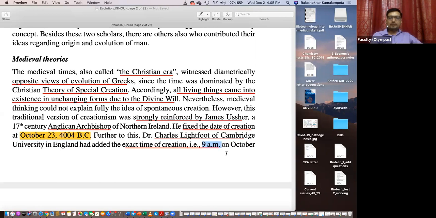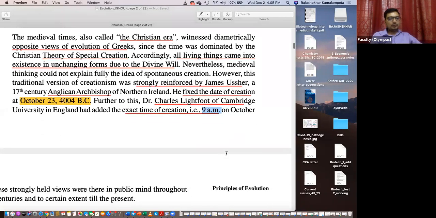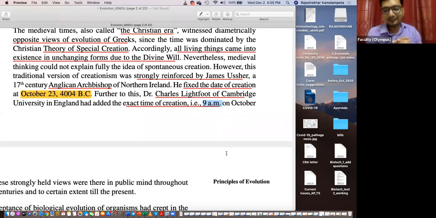Because they were influenced by those ideas, we cannot even blame them today, although it sounds a little crazy to us now. But at that time, this was a strong belief.